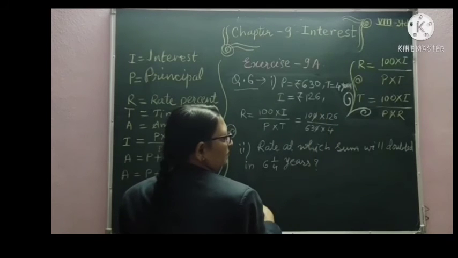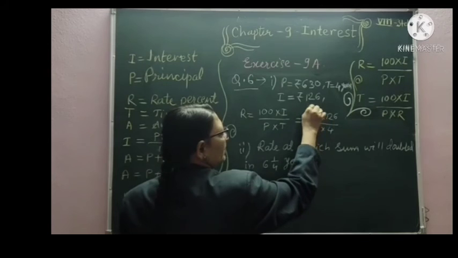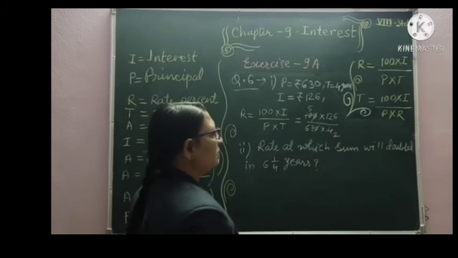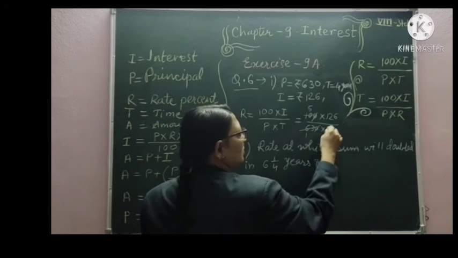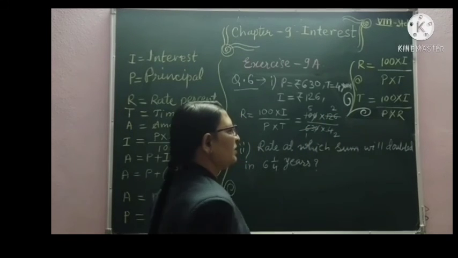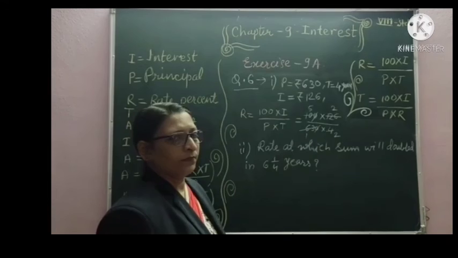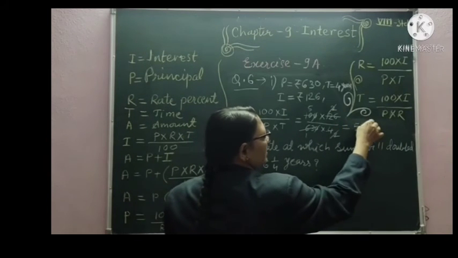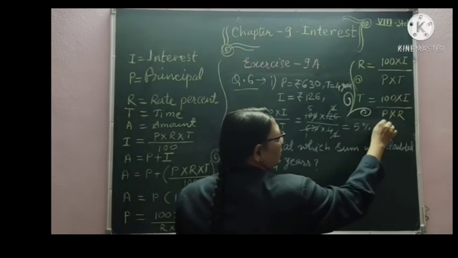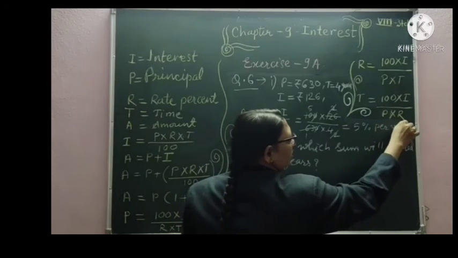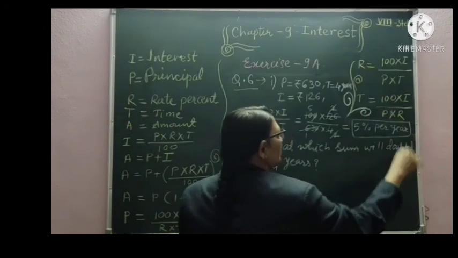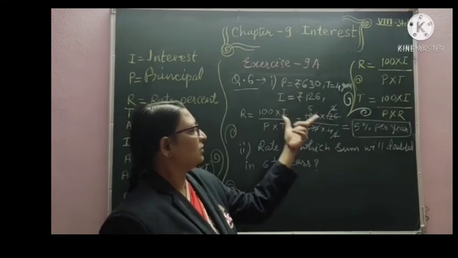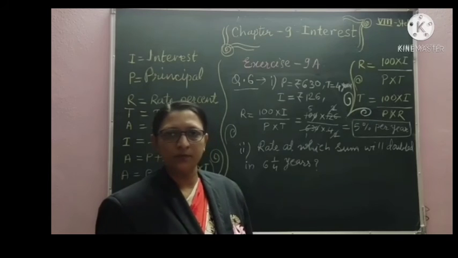0 0 cancel. 2 fives are 10, 2 twos are 4. Here let us divide. 63 ones are 63, 63 twos are 126. 2 ones are 2, 2 ones are 2. So 5% per year is the rate for this given quantity. So rate is 5% per year.